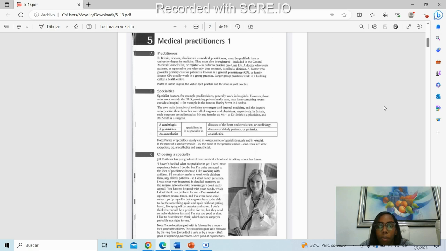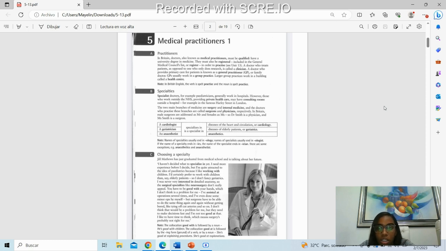The two main branches of medicine are surgery and internal medicine, and the doctors who practice these branches are called surgeons and physicians respectively. In Britain, male surgeons are addressed as Mr. and females as Miss. So Dr. Smith is a physician and Miss Smith is a surgeon.